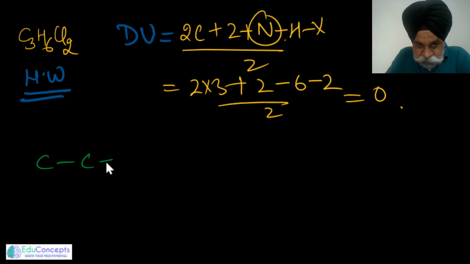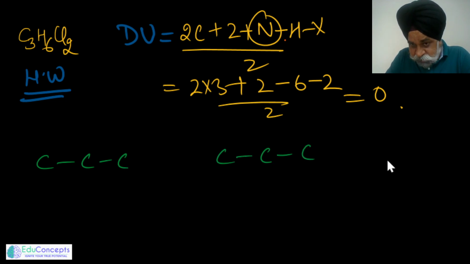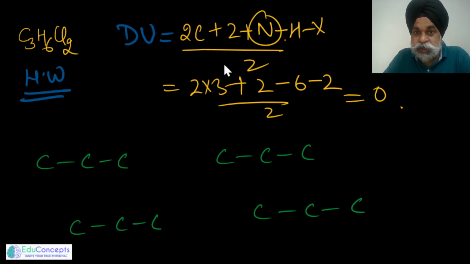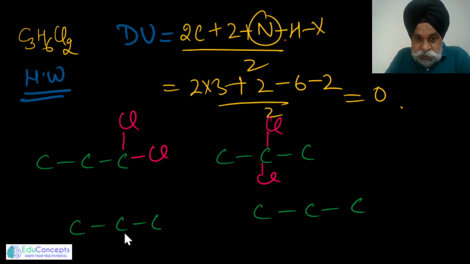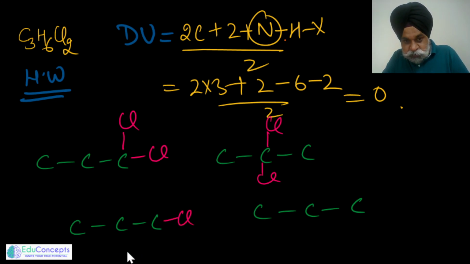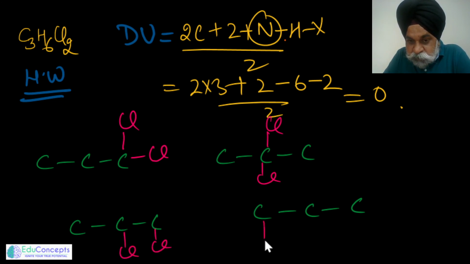So there are three carbon atoms. There is no ring, no pi bond. Now you have to simply place the halogens. How many halogens do you have to place? 2 chlorine can come here. 1 chlorine can come here, another one here, or 2 chlorines onto the adjacent carbon, or 1 chlorine here, 1 here.